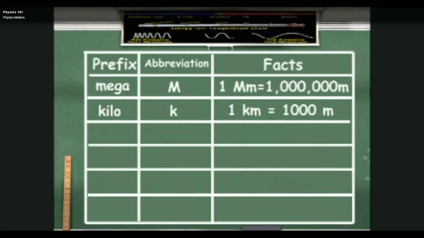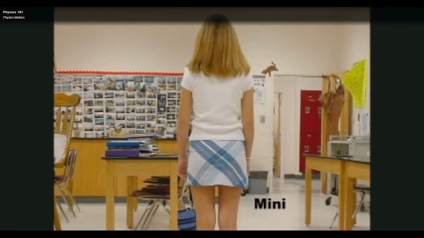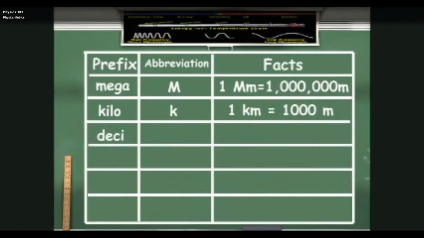The next prefix you need to know and use is deci. Just like the words teeny and tiny and mini, prefixes with the IE sound are small. The abbreviation for deci is the lowercase d. And the fact is that 1 meter equals 10 decimeters. Remember that we're using the format that 1 large unit equals so many smaller units. And a decimeter is smaller than a meter.